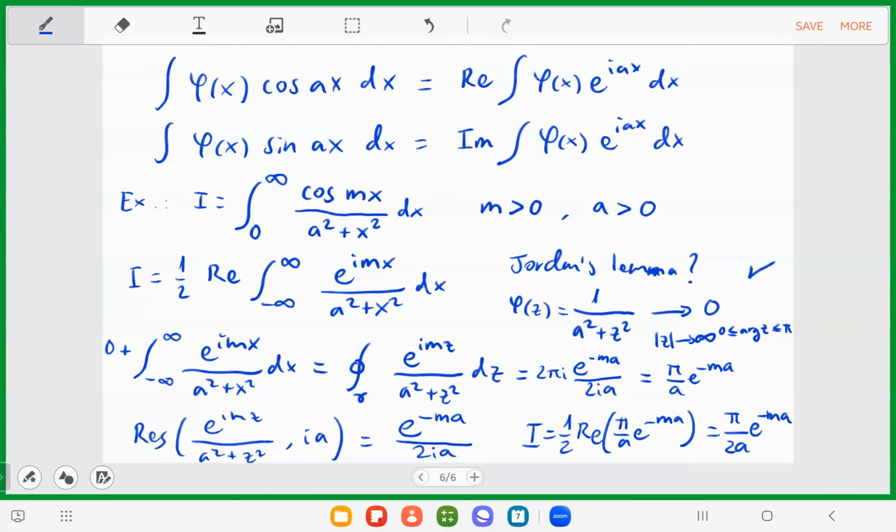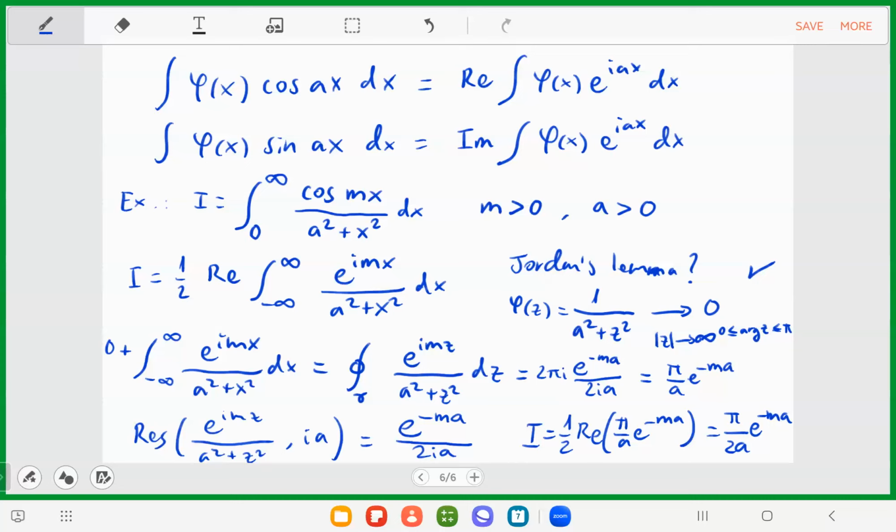So, okay, let's see the other typical case. Here we have seen some typical cases where a semicircle is a good choice of the contour. The choice of the contour has to be a bit of a clever choice.